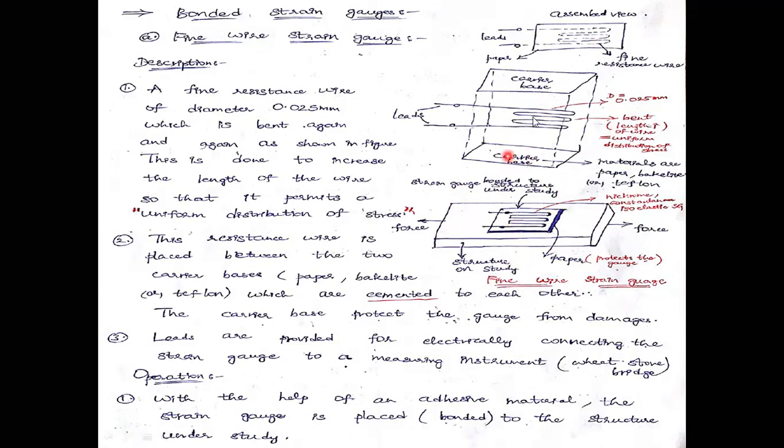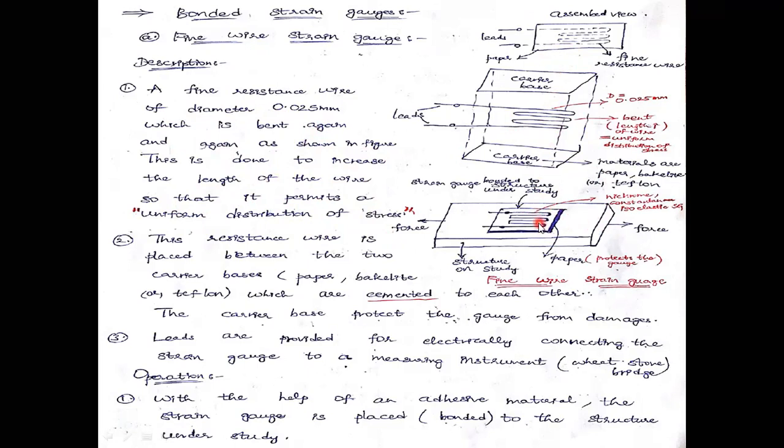మీరు ఇన్ని డయాగ్రామ్స్ వేయక్కర్లేదు ఎగ్జామ్‌లో, ఏదో ఒకటి వేయండి. నేనేంటంటే డిఫరెంట్ టెక్స్ట్ బుక్స్ నుంచి ఇవన్నీ ఉన్నాయని తెలియటం కోసం ఇట్లా వేశా అంతే. A fine wire of diameter 0.025 mm, which is bent again and again as shown in the figure. This is done to increase the length of the wire, so that it permits a uniform distribution of the stress. అప్పుడు మనం ఈ స్ట్రెస్ అప్లై చేసినప్పుడు యూనిఫామ్ డిస్ట్రిబ్యూషన్ జరుగుతుంది.